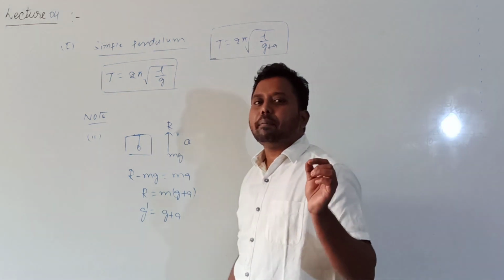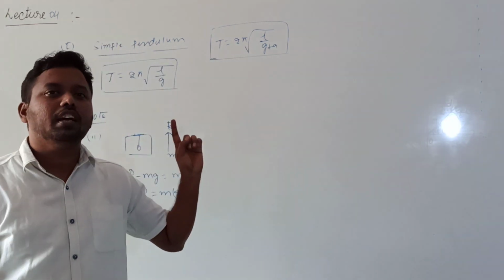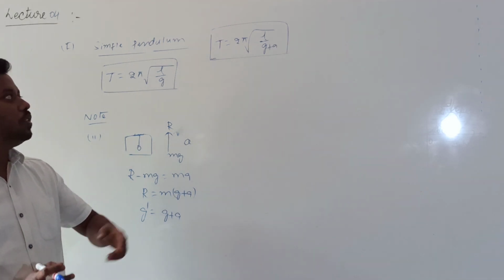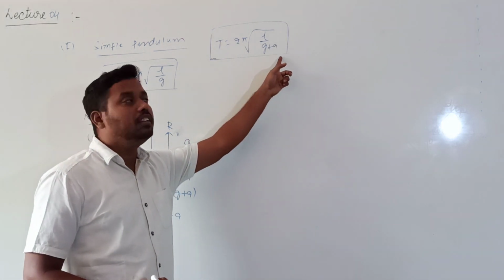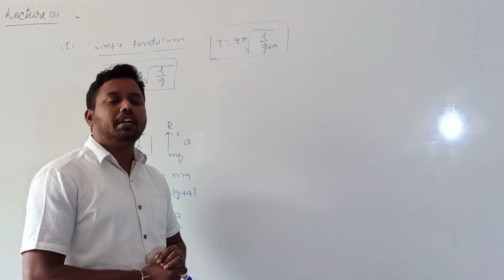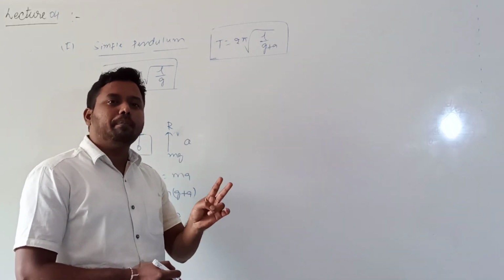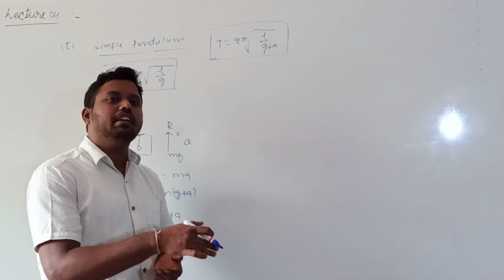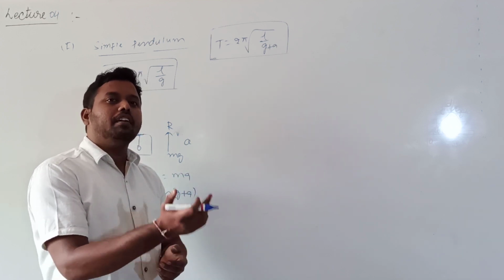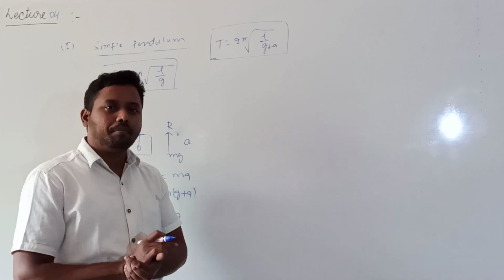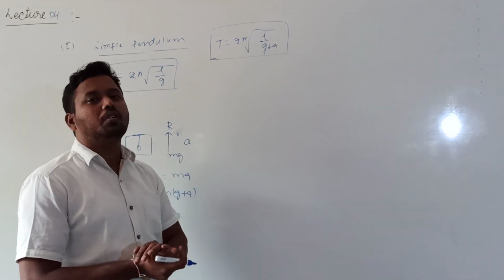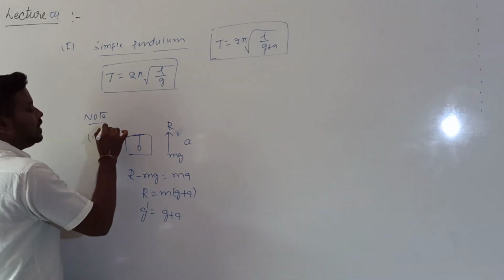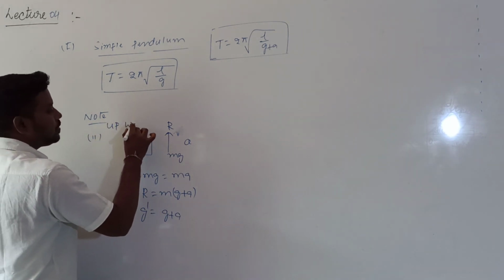So what happens to the time period when the lift is accelerating upward? Whenever the lift is accelerating upward, the acceleration due to gravity increases, which causes the time period value to decrease. Always remember, a decrease in time period means there is a gain of time, so it will run fast, and an increase in time period means loss of time. So T is 2 pi into root over L divided by g plus a, when the lift is accelerating upward.